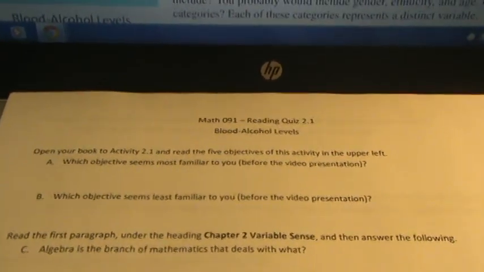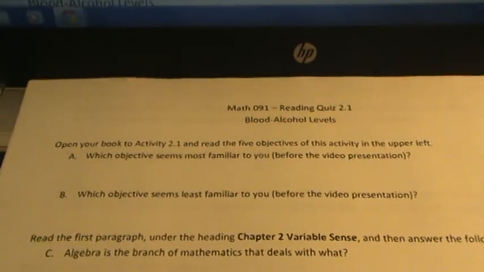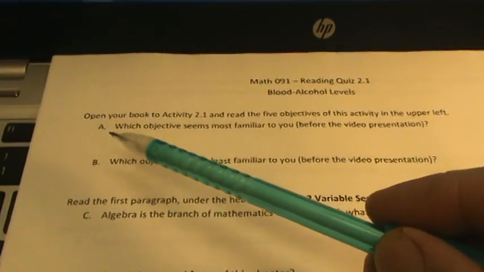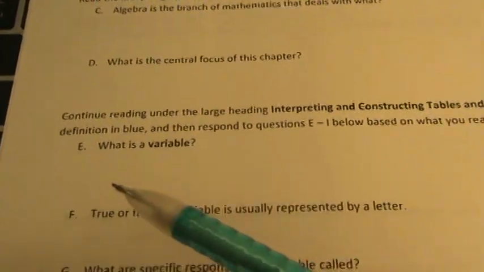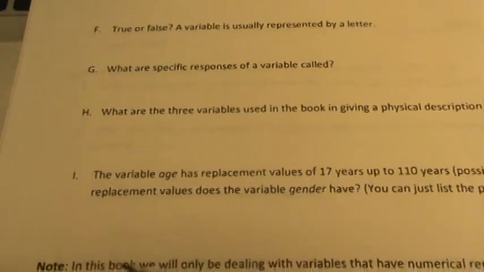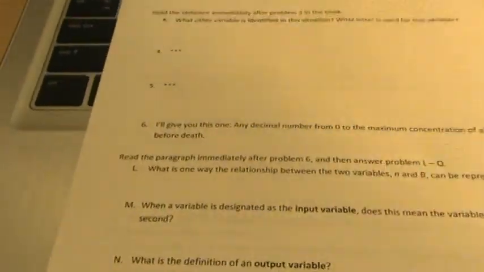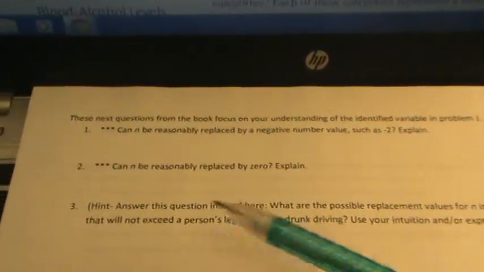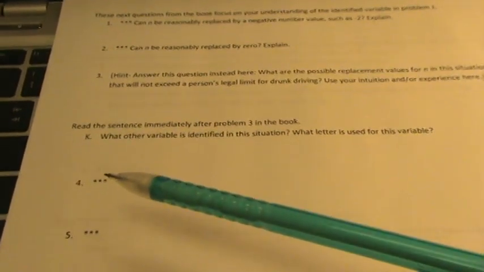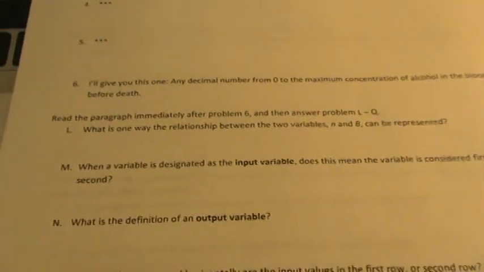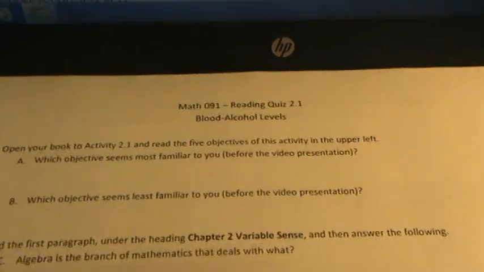Here is what your first reading quiz looks like. It's 4 pages in length, and at first glance you see there are these capital lettered questions with some instruction in between, and capital lettered questions again with instruction in between. On the second page you see that there are some numbered questions, with some more lettered questions with some instruction in between. It goes on like this for 4 pages, and here's the idea.